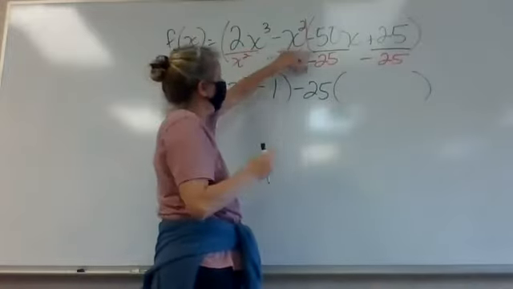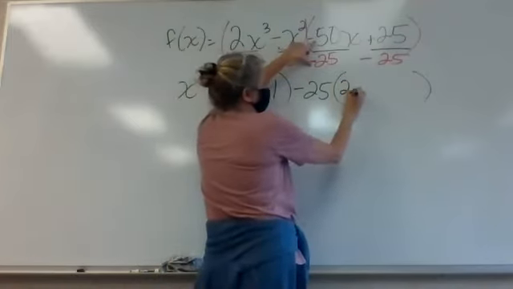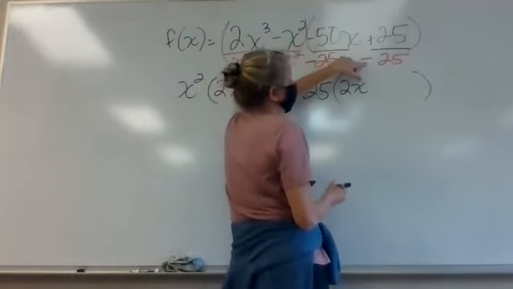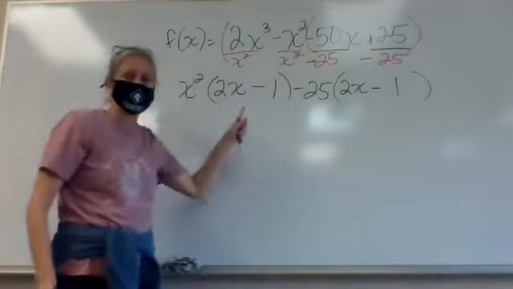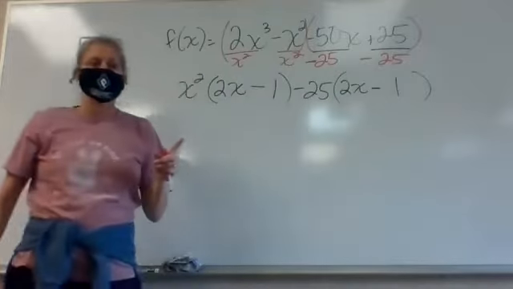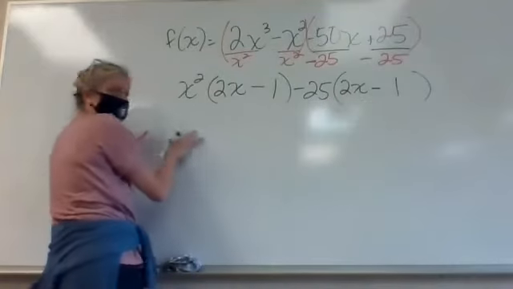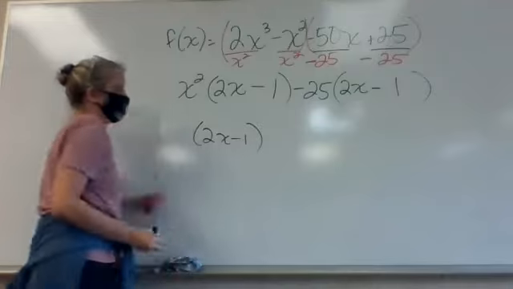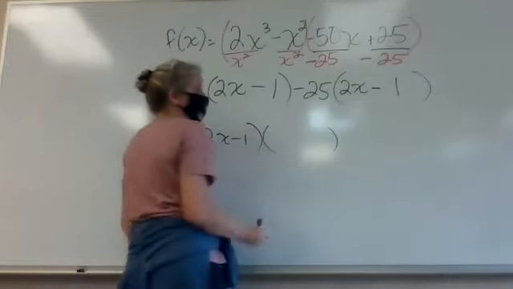Now let's see here, negative over negative, that's what turns it to positive. 50 over 25 is 2x. Positive 25 over negative 25 is negative 1, so they do match. So remember what the next step was. These match, so I'm going to pull them out. Pull out the 2x minus 1, and put in parentheses what's left.